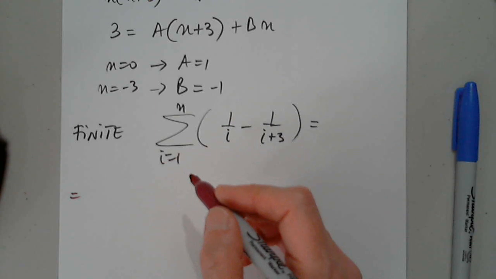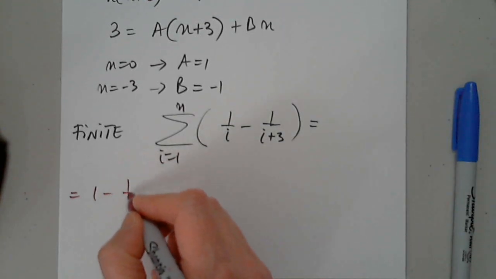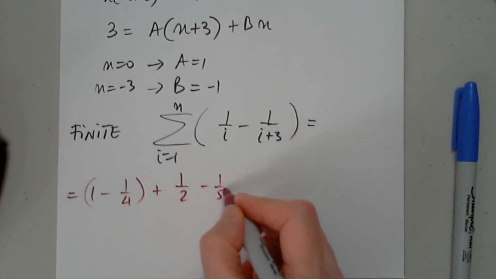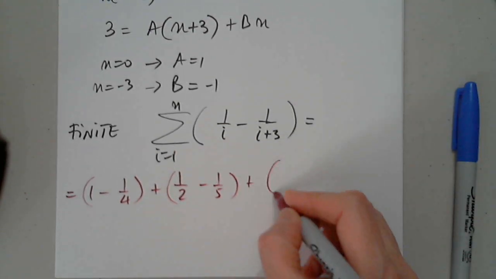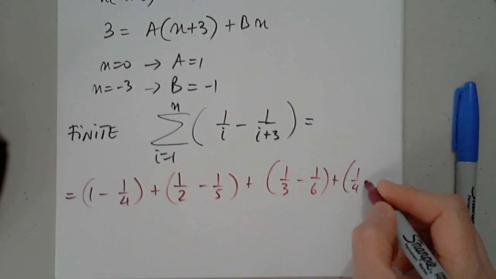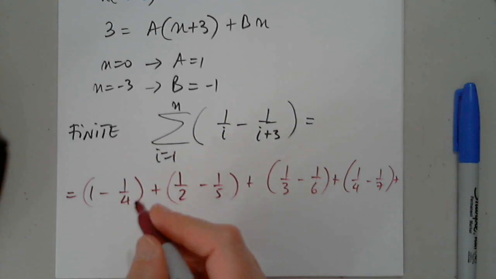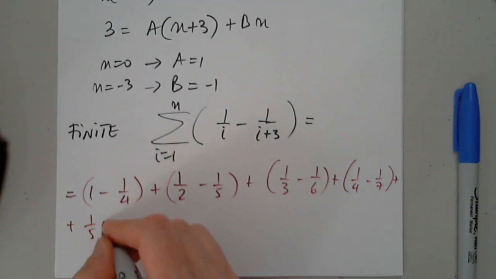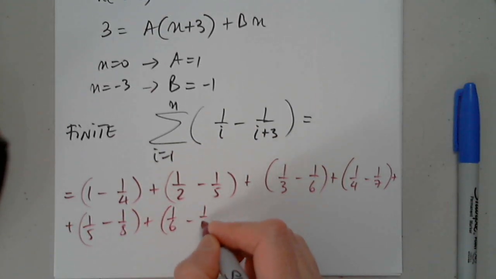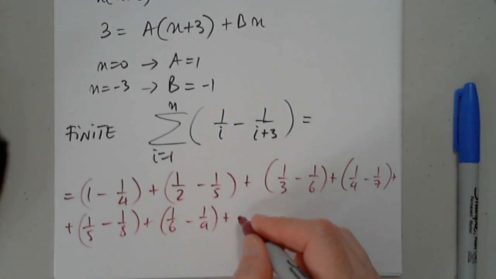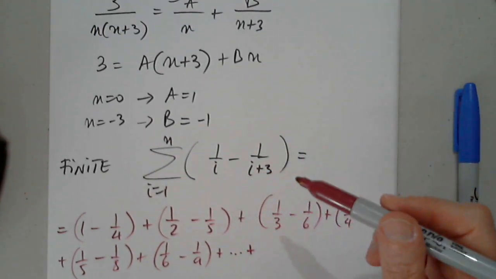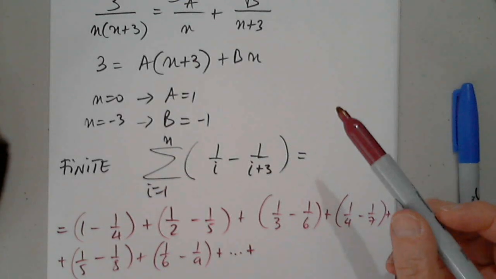When i is 1, we have 1 minus 1/4 plus 1/2 minus 1/5 plus 1/3 minus 1/6 plus 1/4 minus 1/7 plus 1/5 minus 1/8 plus 1/6 minus 1/9 plus ... So again, I'm trying to see as many terms as possible.